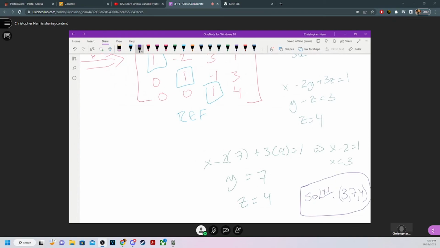So we're able to solve these systems. Now, next time I'm going to talk about reduced row echelon form and how we can actually put it in our calculator.